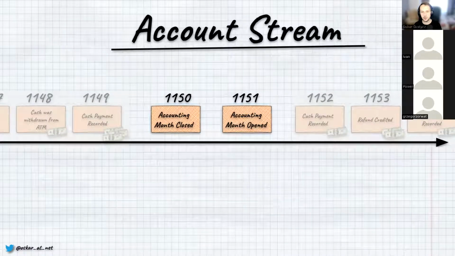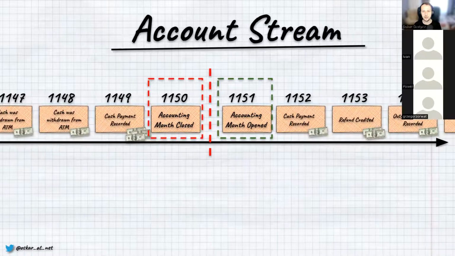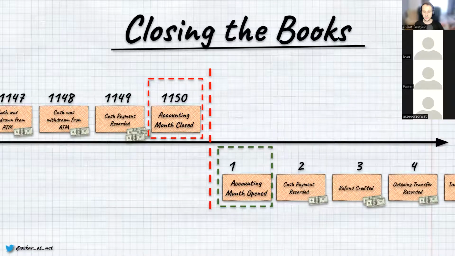And those events, in our case, could be, for example, accounting month closed and accounting month opened. And why are those events important? Because we can notice that those events are in fact an end and the beginning of a cycle, and they are slicing our event stream based on some certain business cycle.